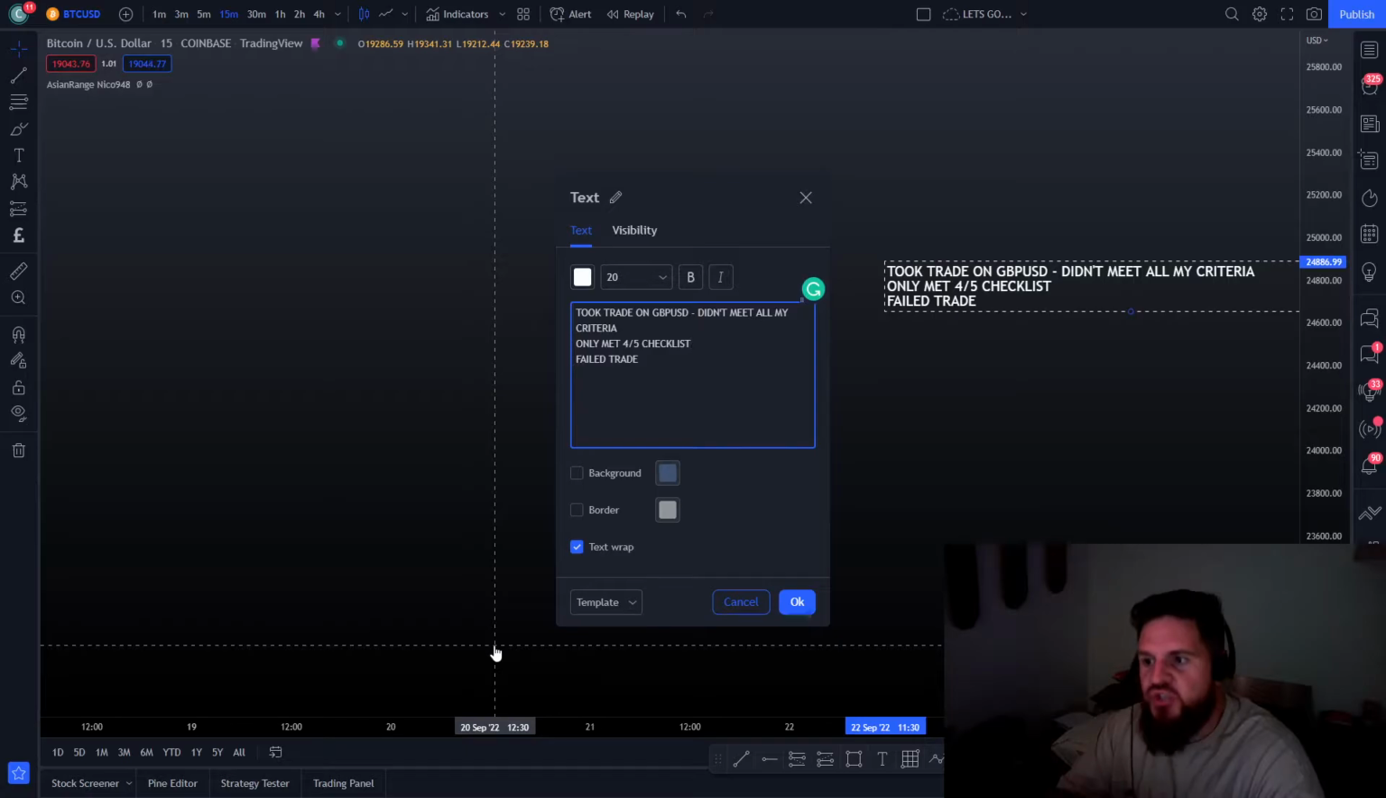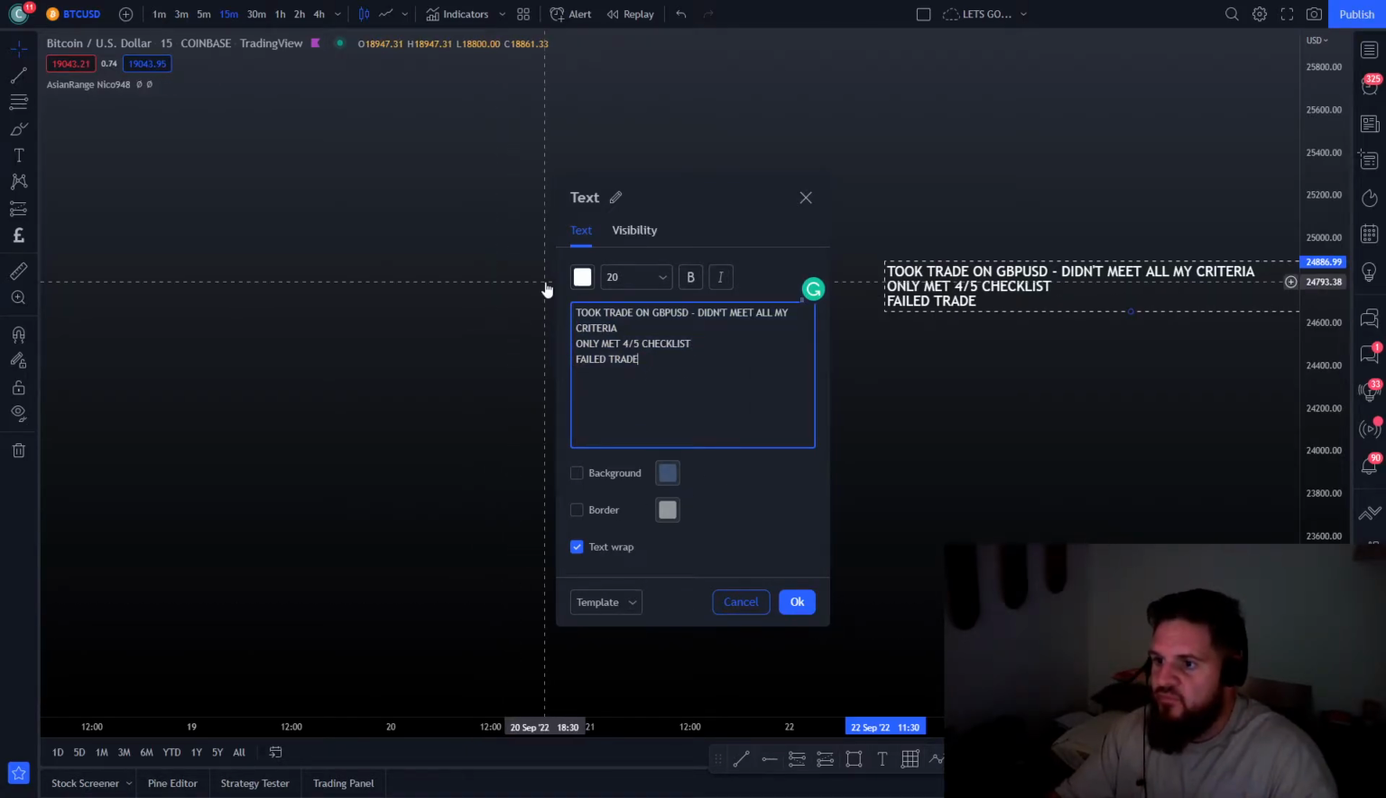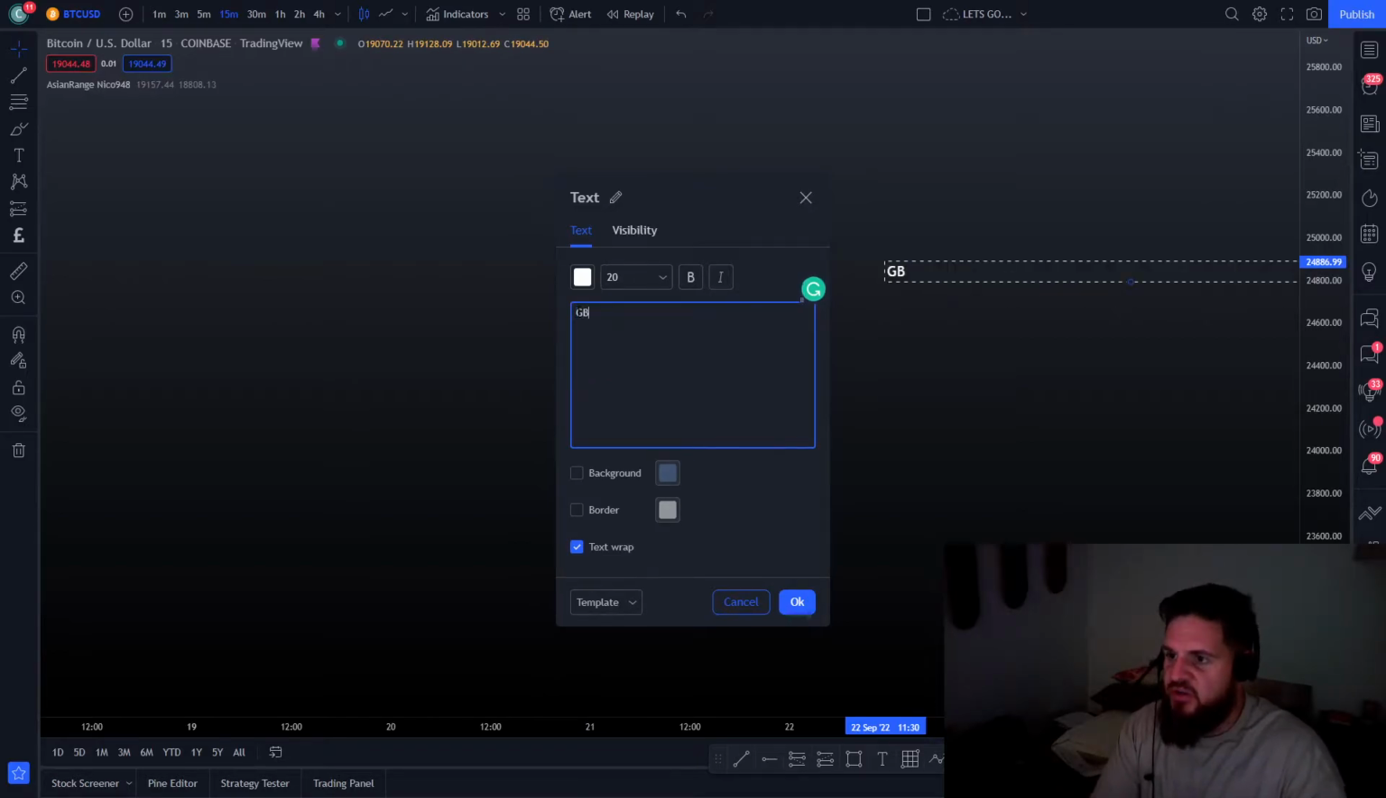So just make sure you are doing it, even if it's just a case of doing this, and you put this on a spreadsheet. GBP USD trade didn't meet criteria.